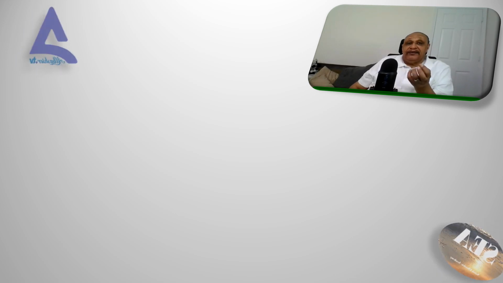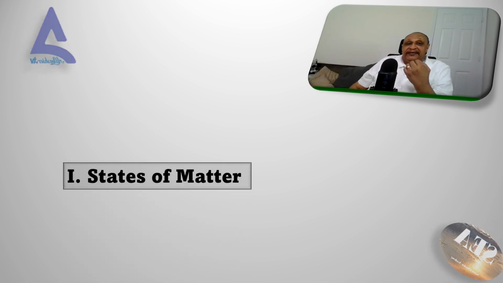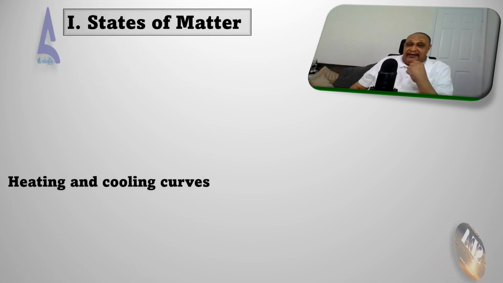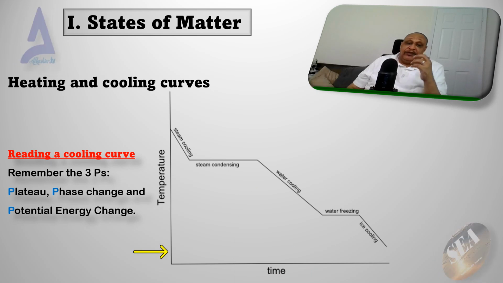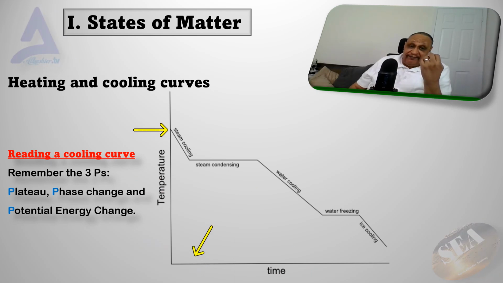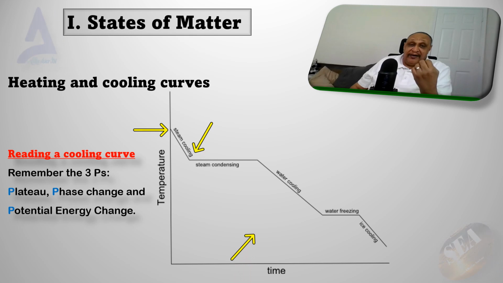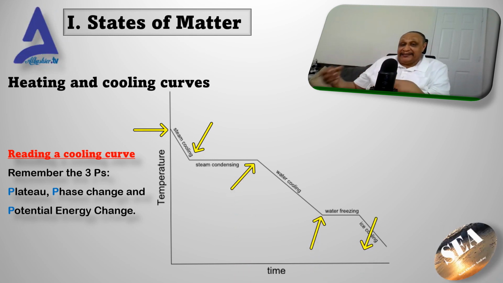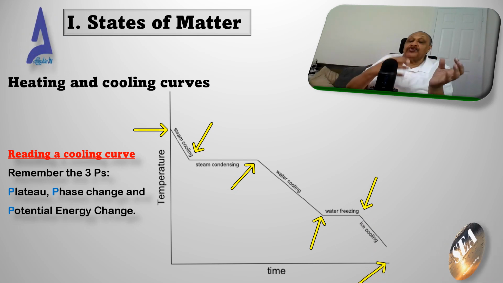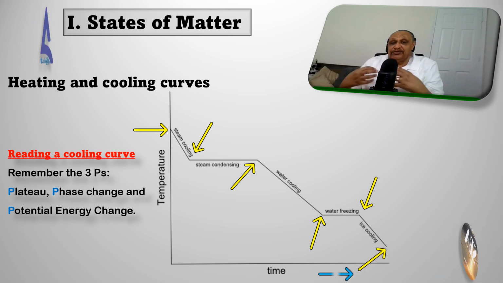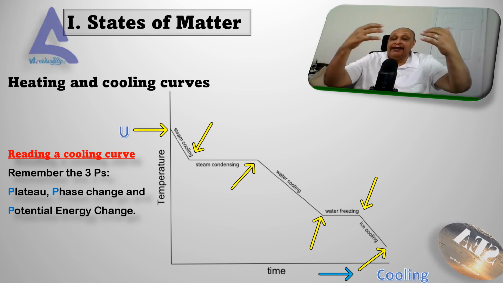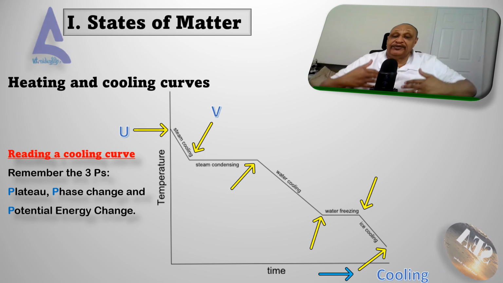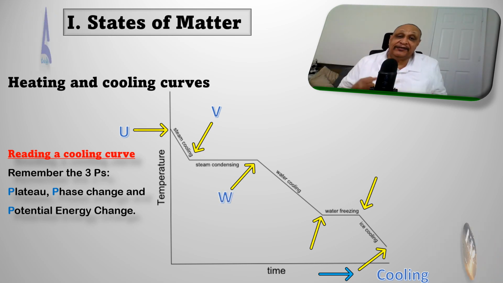Now we have the cooling curve. The first thing you have to know is that when you say cooling phase or cooling curve, that means you are decreasing the temperature. We are cooling the substance. We do not increase or heat the substance. We reduce the temperature and see what is happening.